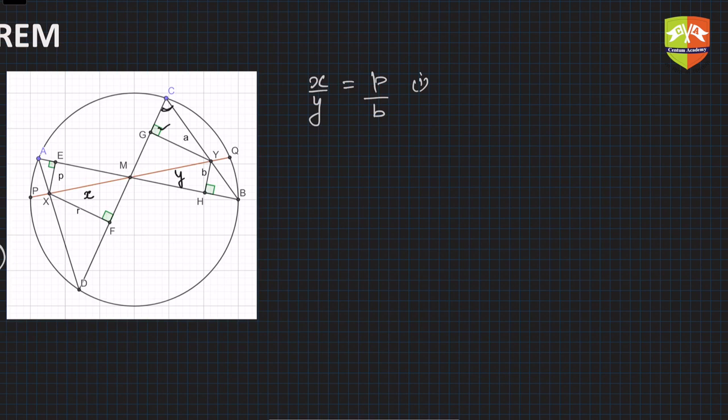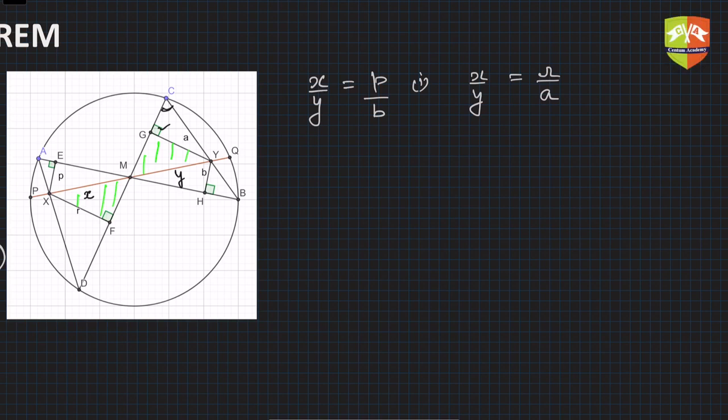Now let's take the other two triangles, these two triangles here also. X upon Y can be written, and what is that, my dear friends? X upon Y is R upon A, right? By similarity also. Okay, very good.